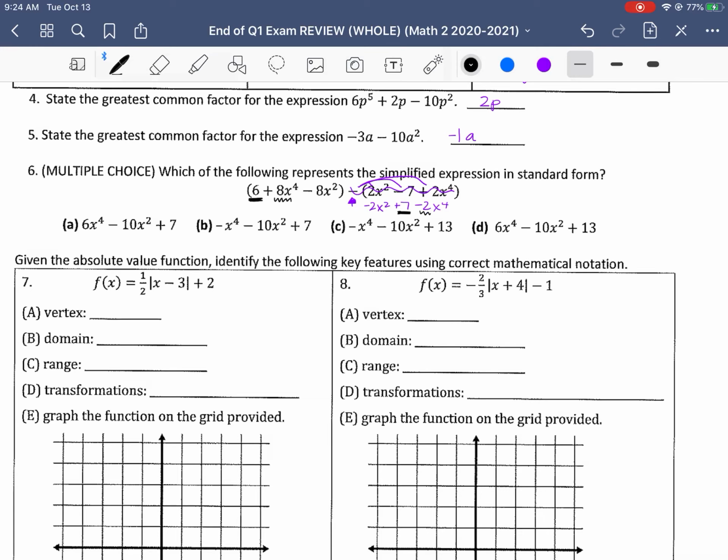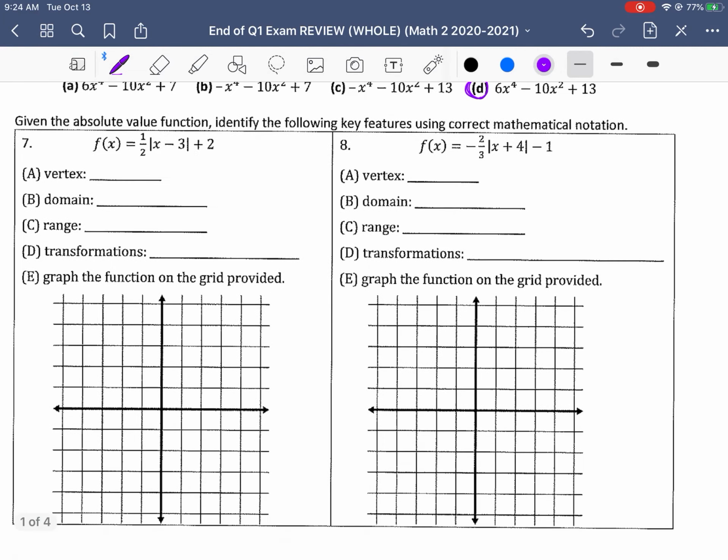8x to the 4th and negative 2x to the 4th. 8 minus 2 is 6x to the 4th. So it looks like it's going to be D. So I'm going to mark this one, and then let's just check that middle term. So we've got 8x squared, negative 2x squared. Oh, sorry, that's a negative 8x squared, giving us the negative 10x squared. So yep, that one looks good. So make sure, again, we're good with our subtraction.